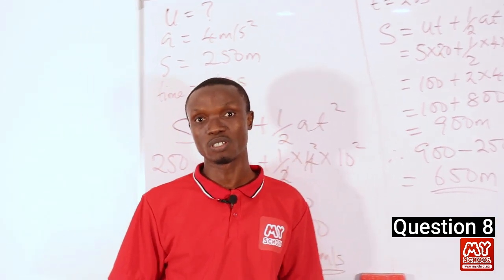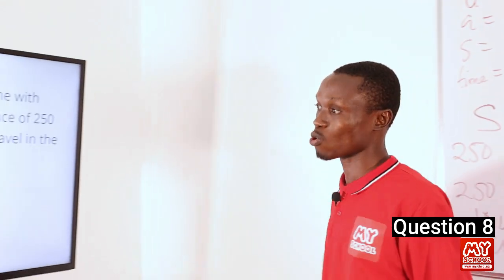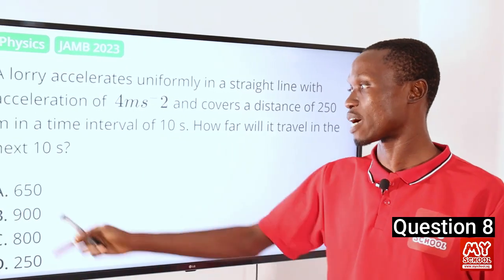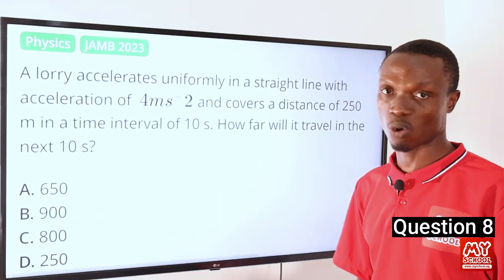So let's move over to the screen to pick the correct option. From our calculation, we got 650 meters. That is option A. So option A is the correct option.